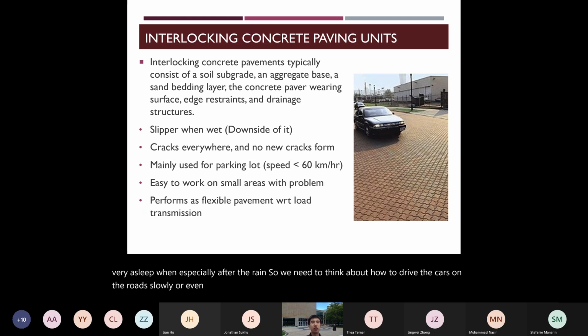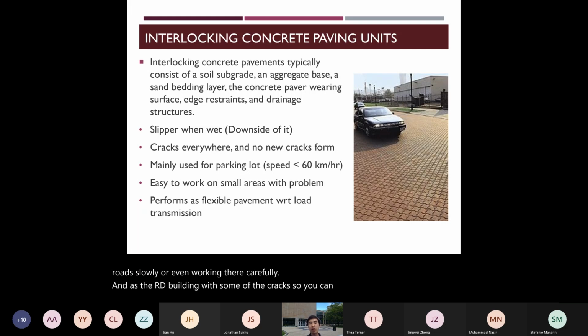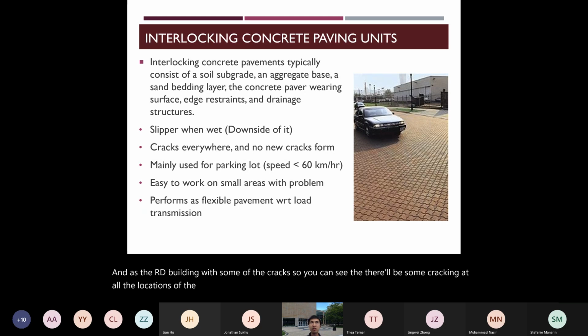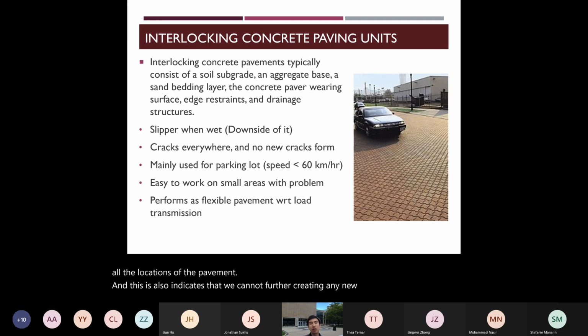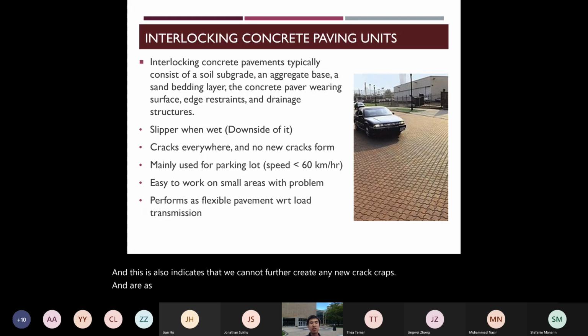or even walking there carefully. As the road is built with joints, you can see there will be cracks at all locations of the pavement. This also indicates that we cannot further create any new cracks. And as we mentioned, this kind of pavement is only applied for parking lots and areas with very low speed.